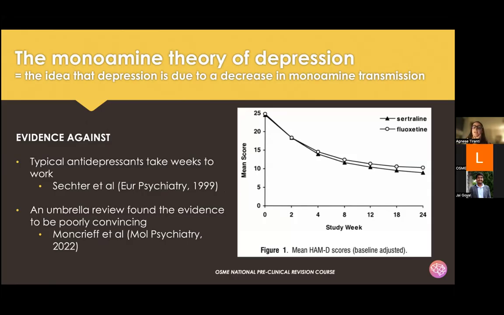it's a review looking at many studies on the monoamine theory, and they found it to be poorly convincing. I would recommend reading it and getting your own idea because it can be criticized from many points of view, like its choice of studies to be included was quite poor. However, they also bring some good arguments. So yeah, this Moncrieff one, I definitely recommend reading it.